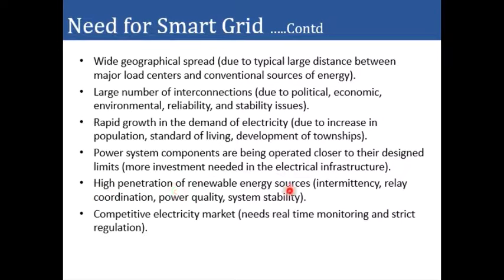High penetration of renewable energy sources, this is causing intermittency, then again relay coordination because bidirectional power flow is happening now. It will also create power quality issues. It will also create system stability related challenges. So to address all those things, we need to have the smart grid resources to be deployed so that we can have the better utilization of renewable energy sources.